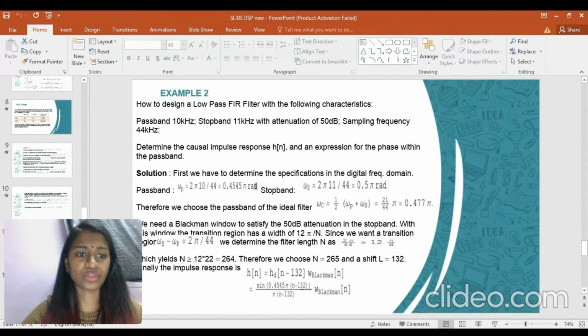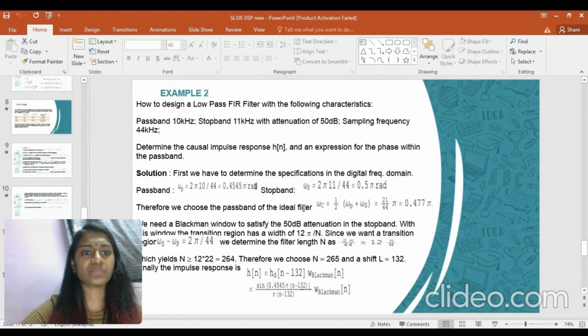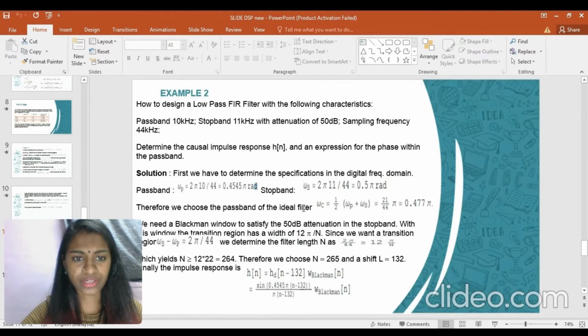So, for the second question, how to design a low-pass FIR with the following characteristics. Pass band 10 kHz, stop band 11 kHz with attenuation of 50 dB, sampling frequency 44 kHz. Determine the causal impulse response h[n] and an expression for the phase within the passband. Solution. First, we have to determine the specification in the digital frequency domain.